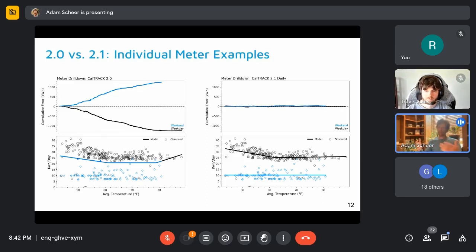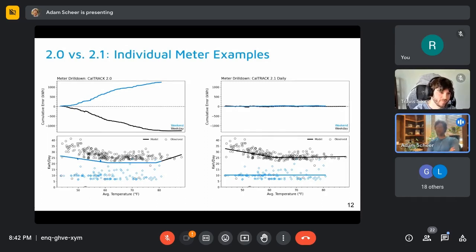That top plot shows you that there's a high degree of positive weekend bias, where the model is over predicting consumption on the weekends, and then balancing that out with high negative weekday bias.